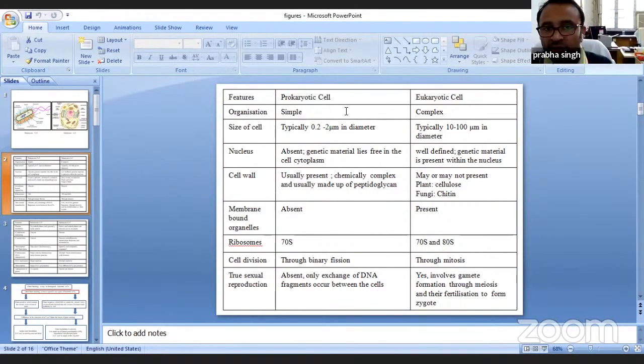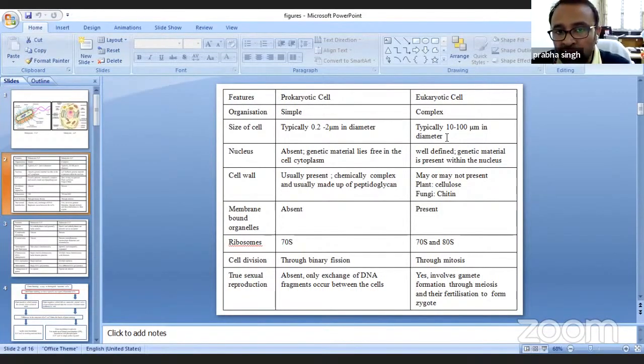Prokaryotic cell has a simple organization, while eukaryotic cell has a complex organization. Now, size of the cell, if we will see, the prokaryotic cells are smaller in size as compared to eukaryotic cells, and it is very natural. Why is it very natural? Because in a eukaryotic cell, you have a number of double membrane as well as single membrane organelles within the cell. So these organelles need space to be there, right? If these organelles are present, definitely they need space, and definitely the size of the eukaryotic cell should be larger than the prokaryotic cell.